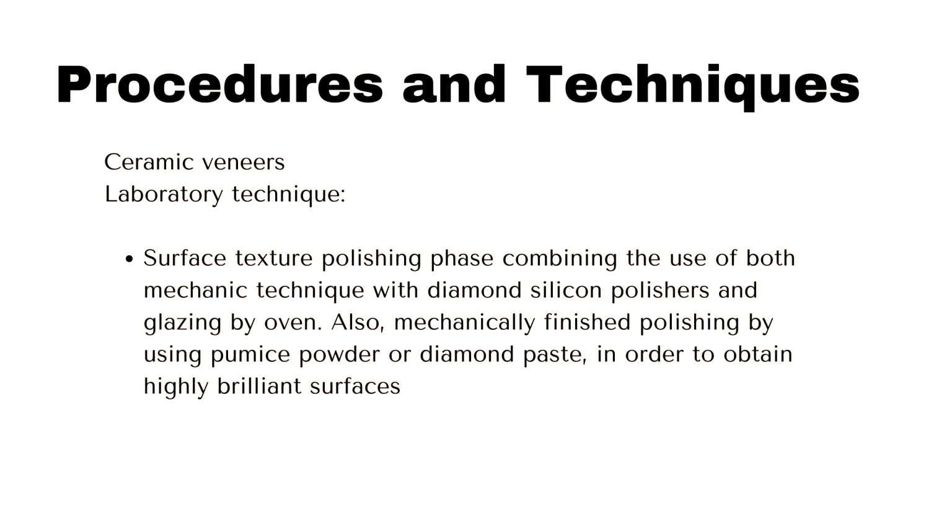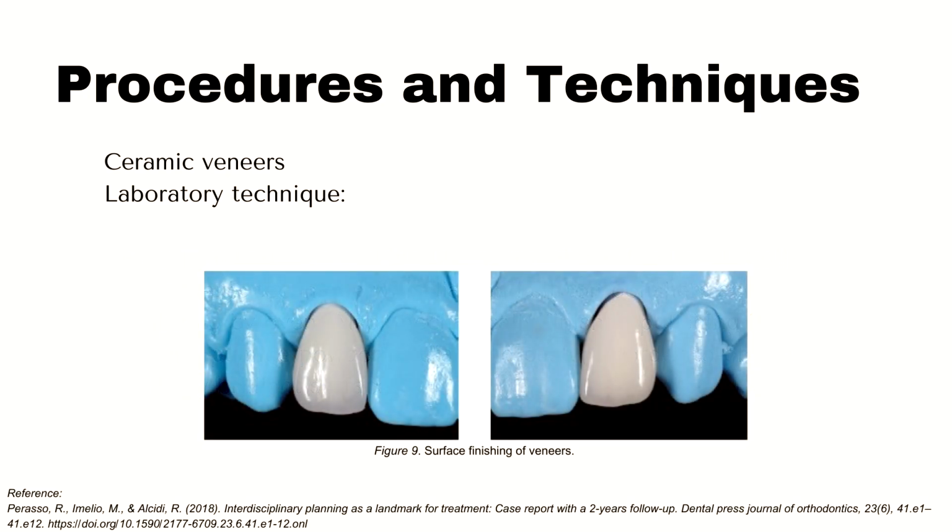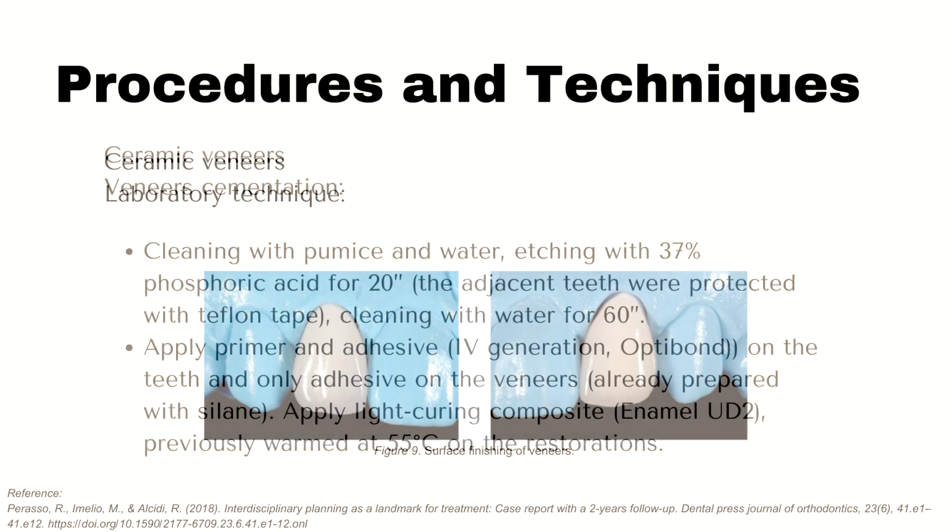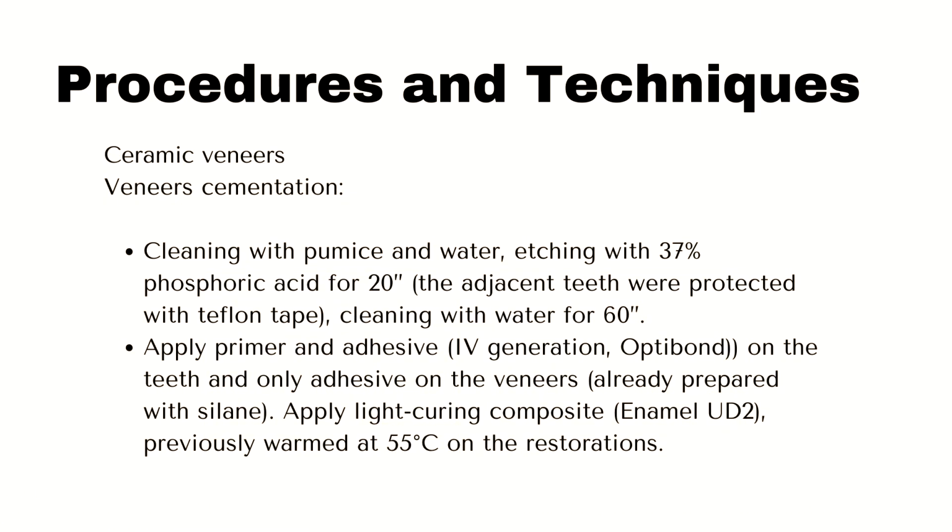Mechanical finish polishing is done using pumice powder or diamond paste because they have the ability to smoothen out surfaces, producing highly brilliant surfaces. In this figure, you can see the surface finishing of veneers by the use of pumice powder or diamond paste. Cleaning with pumice and water, etching with 37% phosphoric acid for 20 seconds. Adjacent teeth were protected with Teflon tape. Cleaning with water for 60 seconds.